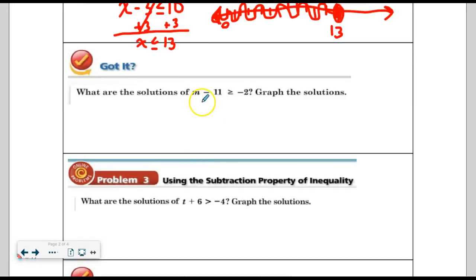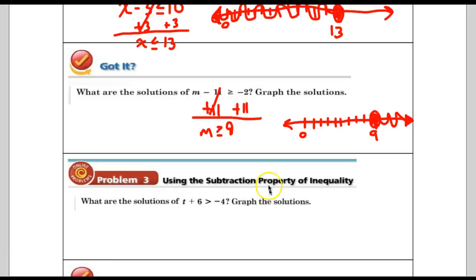Solutions of m minus 11 greater than or equal to negative 2, and graph those solutions. Pause the video now, work it out on your own, and then resume the video when you're done. So what you see here is adding 11 to both sides will get rid of the 11 from the left. Negative 2 plus 11 is positive 9. Oh, excuse me. So what I have then is a solution m is greater than or equal to 9.